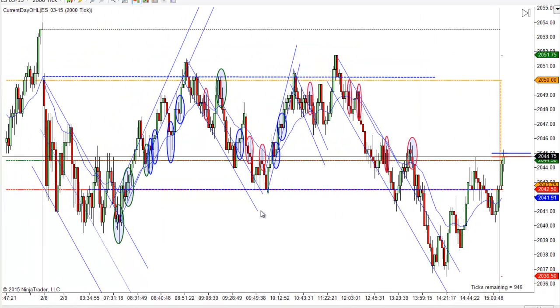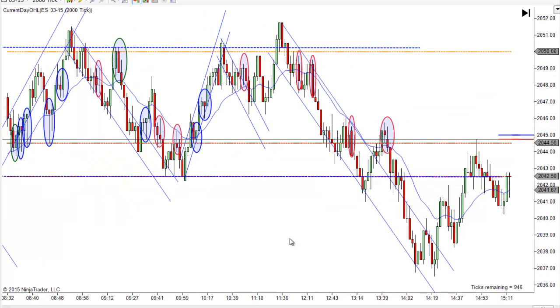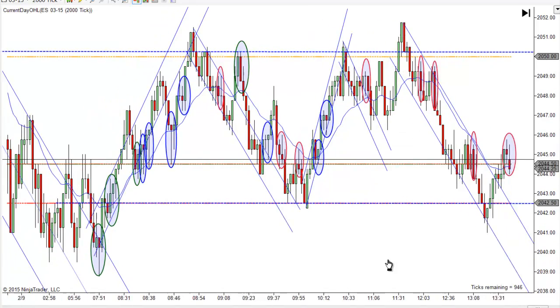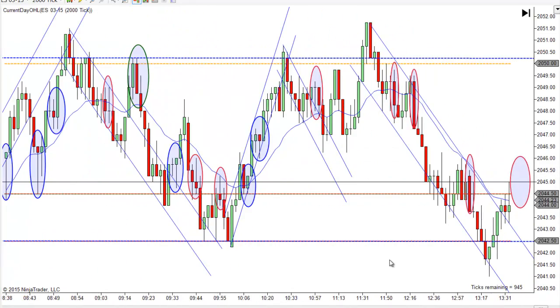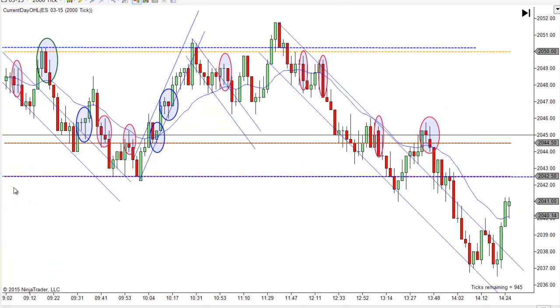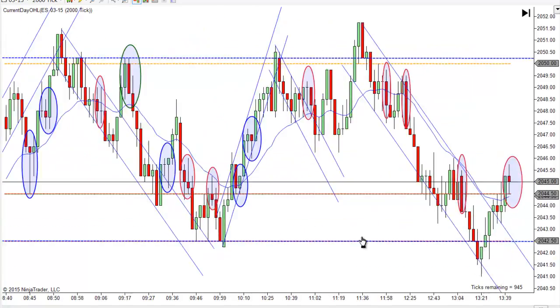So don't try to complicate it too much. That's what most people do. They complicate it considerably more than they should. They're thinking too much. Just understand that when you bounce off the lows, then you're going to the highs. And when you bounce off the highs, then you're going to the lows.